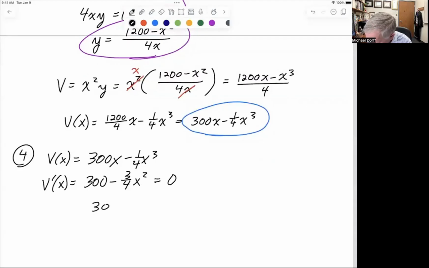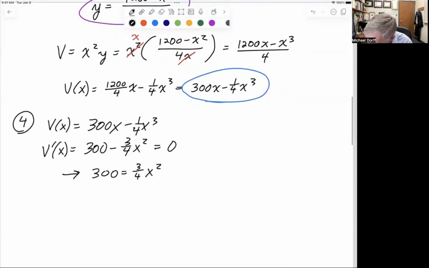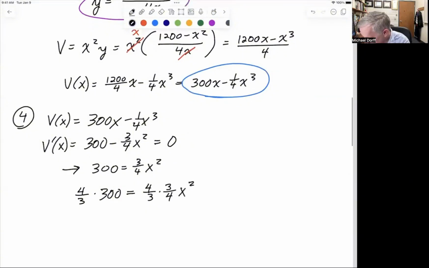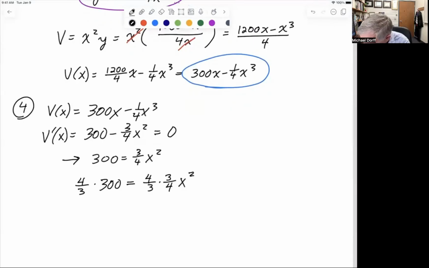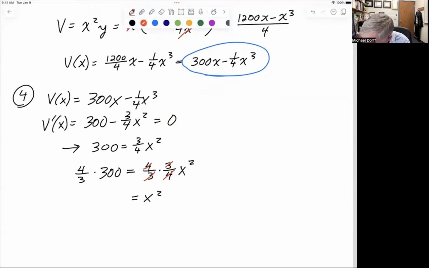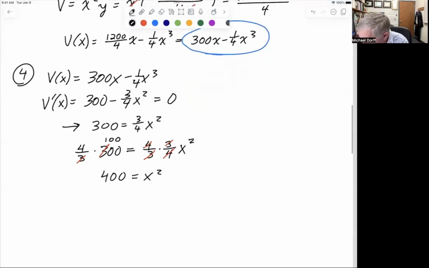All right, that gives me 300 equals 3/4 x squared, and I want to solve for x. So I'm going to multiply both sides by 4/3. I could divide both sides by 3/4, but I think it's easier to multiply by the reciprocal of 3/4, which is 4/3. Because when I do that, on the right side the 3's cancel out, the 4's cancel out, and I'm just left with x squared. And on the left side, the 3 from the 300 and the 3 in the denominator under 4 cancel out, and so I'm going to have 100 there. So I'm going to get 400 equals x squared.